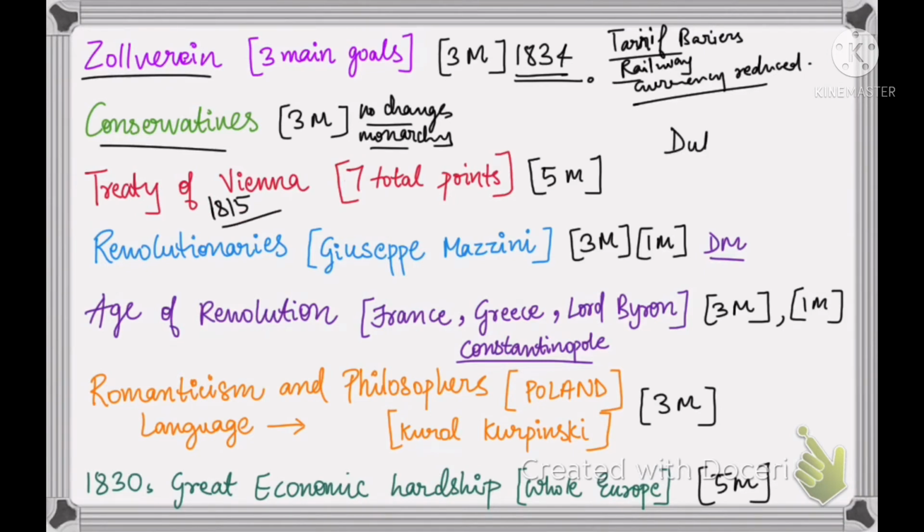Remember this name as this person keeps on saying many things. A congress was set up and the main objective of this Treaty of Vienna was to undo most of the changes that Napoleon had brought. So this is a very important 5-mark question, so learn it here itself.